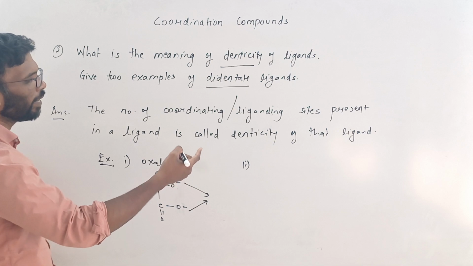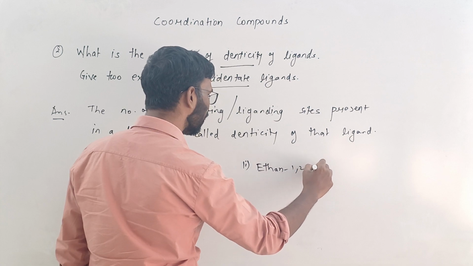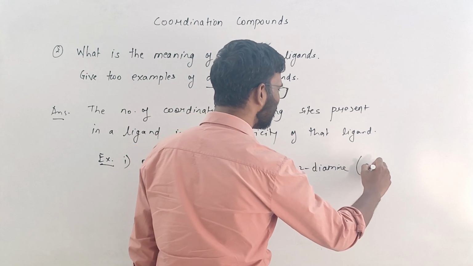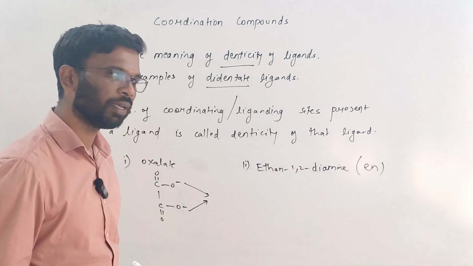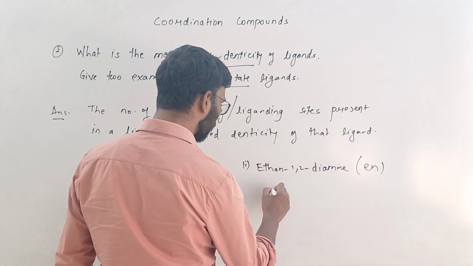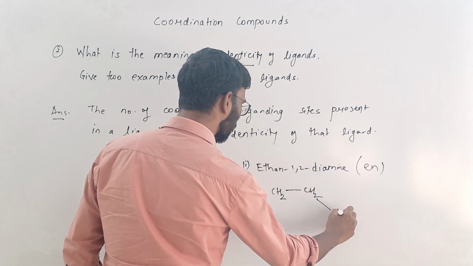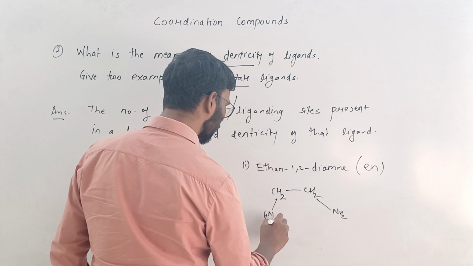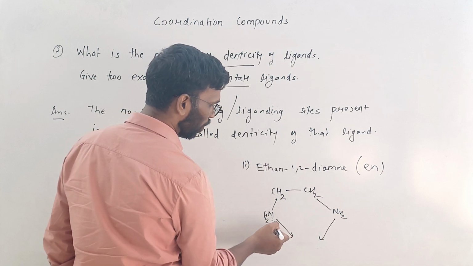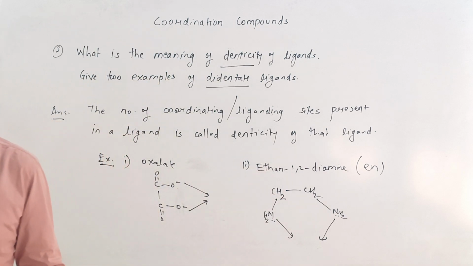So the next didentate ligand is ethane 1,2 diamine. It is also written as en. En short form is ethane 1,2 diamine. So this ligand looks this way: CH2, CH2, NH2, NH2, and these are the linking sites to the metal atom. They will be connected because there is a lone pair of electrons over here, electron-rich sites. So this is the answer for this.